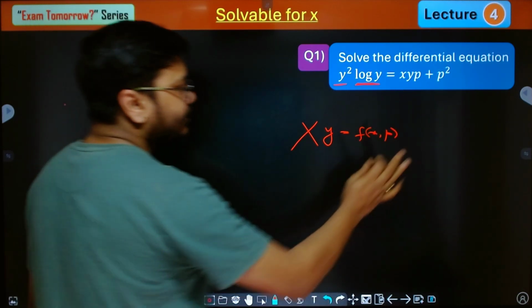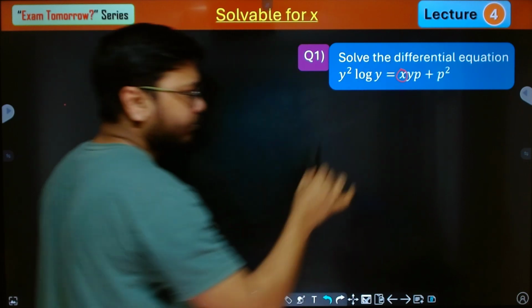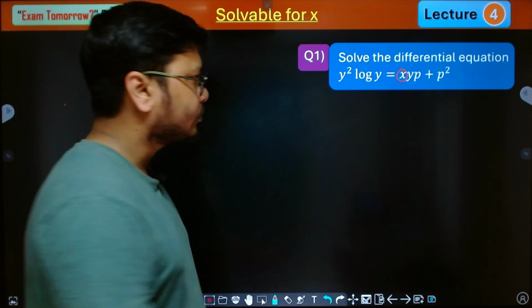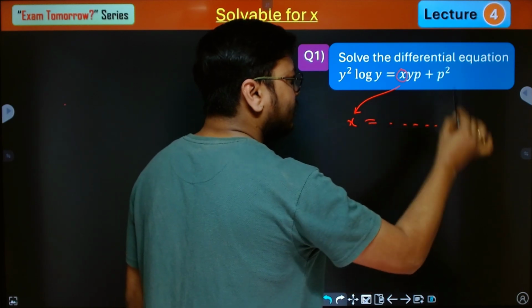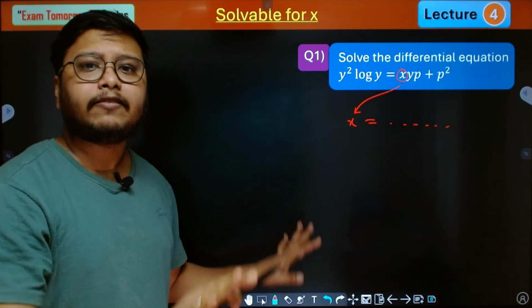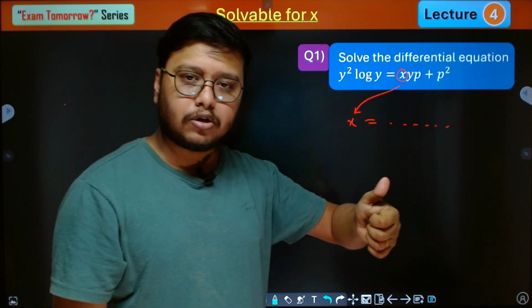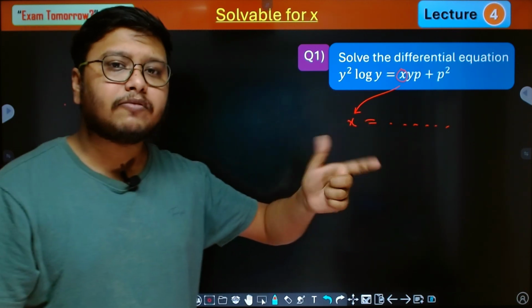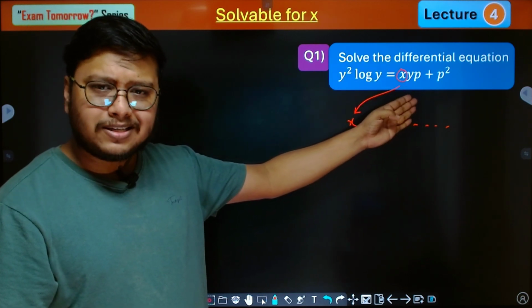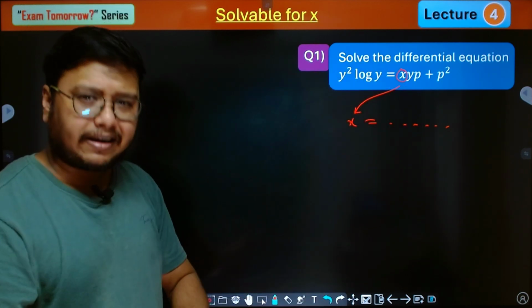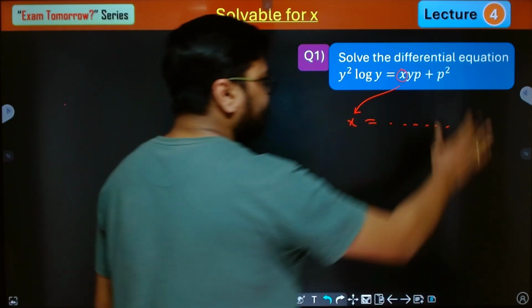But this can be solvable for x because we have just one x term. We can very easily write this x and keep everything else on the right side, and it will be of the format of solvable for x. So we can solve this for x also, and for p also, whichever one is easy for us. Solving for p will not be so easy because it's a quadratic, we have to do a factorization or Sridharacharya's formula. So rather we will choose to solve it for x.